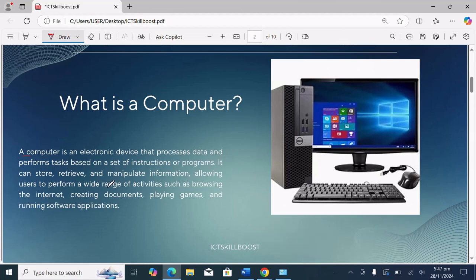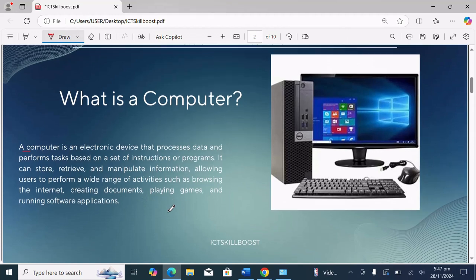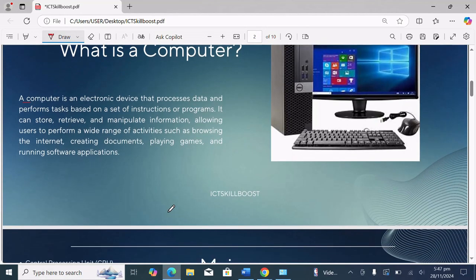So that is basically what a computer is. Here further it's saying that it allows users to perform a wide range of activities such as browsing the internet, creating documents, or even playing games. So whatever you're using is a computer. When you're playing games, you're creating documents, or when you're on the internet, you are using basically a computer.